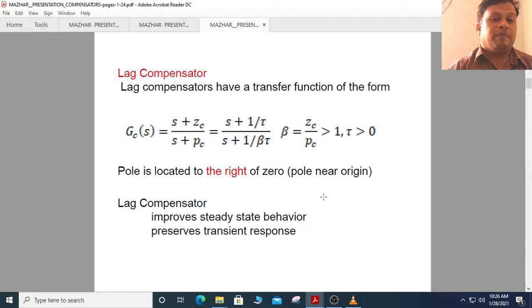Lag compensator. If you see a lag compensator, the equation is GC of S is equal to S plus ZC by S plus PC, that is equal to S plus 1 by tau by S plus 1 by beta tau, and beta is equal to ZC by PC, that is greater than 1 and tau is greater than 0. Now the pole is located to the right of the 0, and the lag compensator improves the steady state behavior as well as it preserves the transient response.